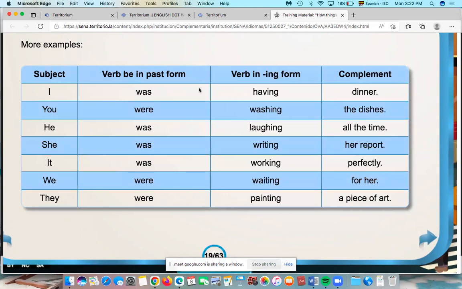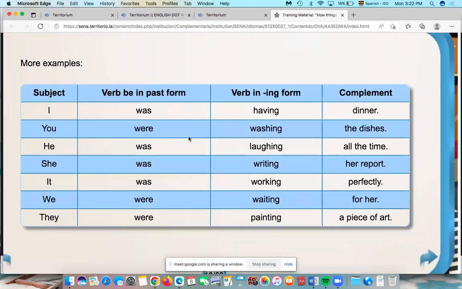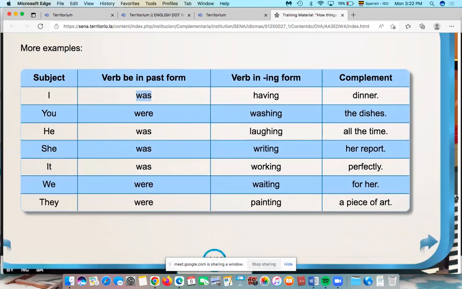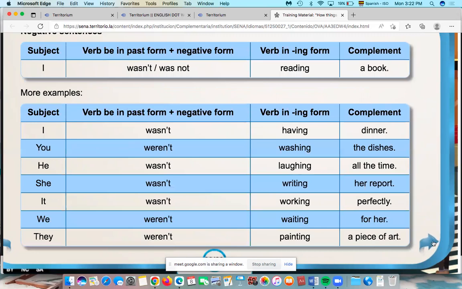I was having dinner. So here you can see the structure of this past continuous. Usually we use was and were and ing, yeah? And we say, I was having dinner, you were washing the dishes, he was laughing, she was writing, it was working, we were waiting for her, they were painting. You can see different examples here, yes? And you can see also the examples in the negative form.